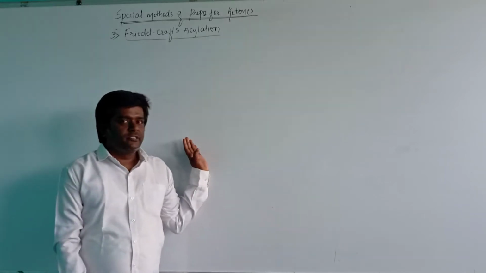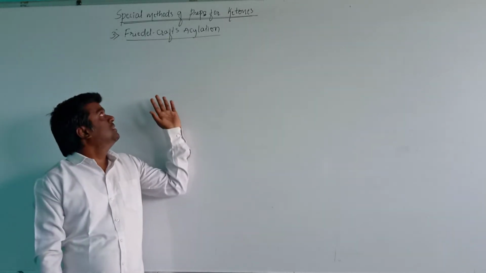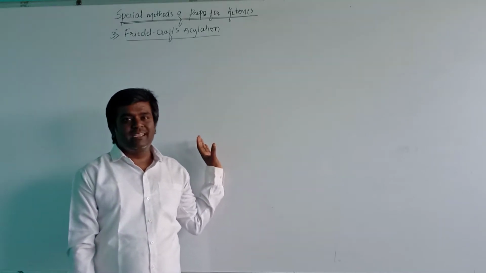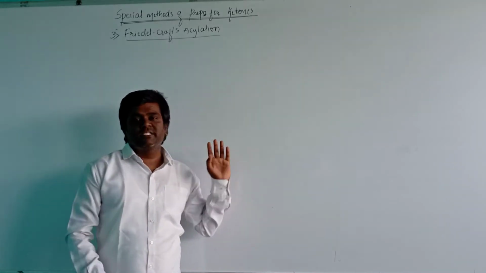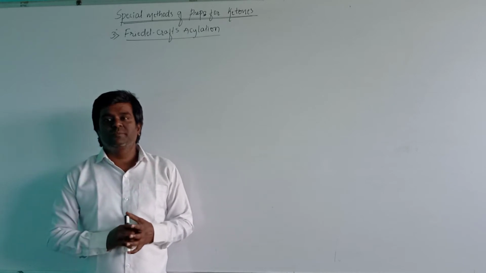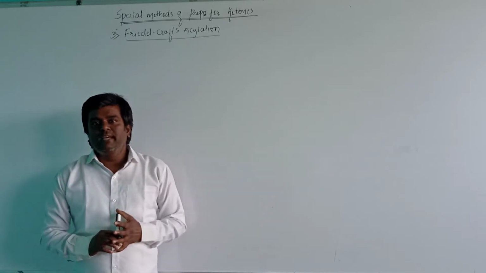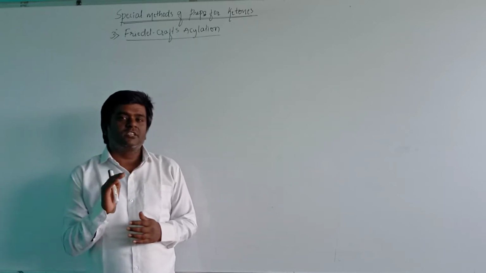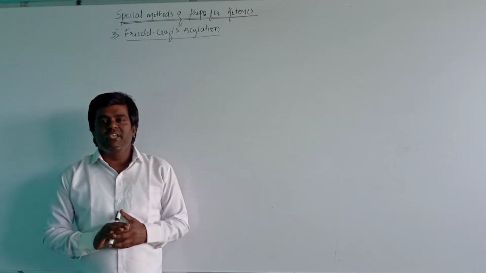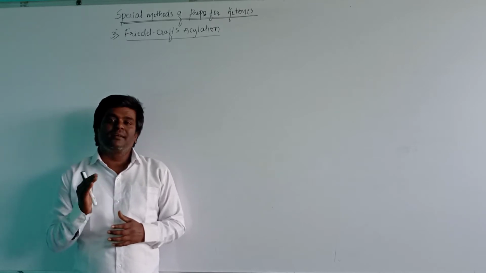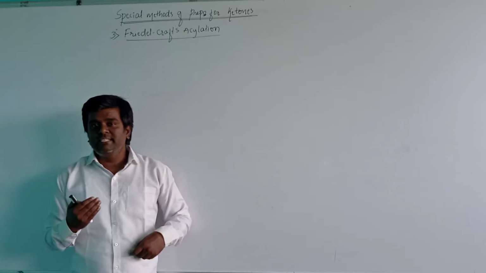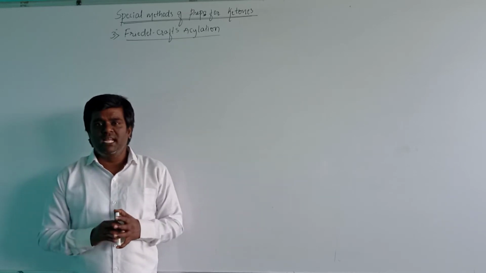Today's class we are discussing the special methods for the preparation of ketones. In the last class we discussed two special methods. The first one is from acyl halides or acyl chlorides, by reacting with dialkyl cadmium, which gives ketones. And the second one is from the nitriles.